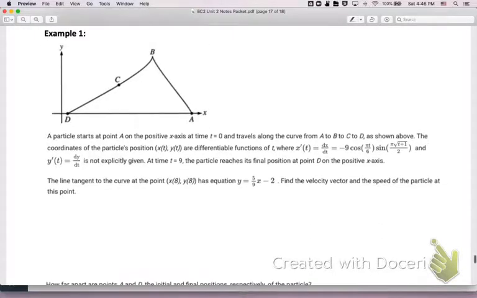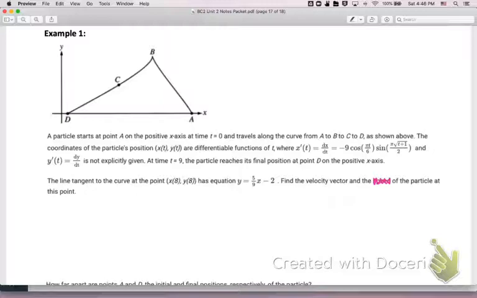Okay, first question. The line tangent to the curve at the point x of 8 and y of 8 has equation y equals 5/9 x minus 2. Find the velocity vector and the speed of the particle at this point. Now, a couple of examples worked their way into these notes, and I forgot to take them out. We are not ready to talk about speed yet. That's coming in a later unit, so we're just going to answer the part about the velocity vector, okay?